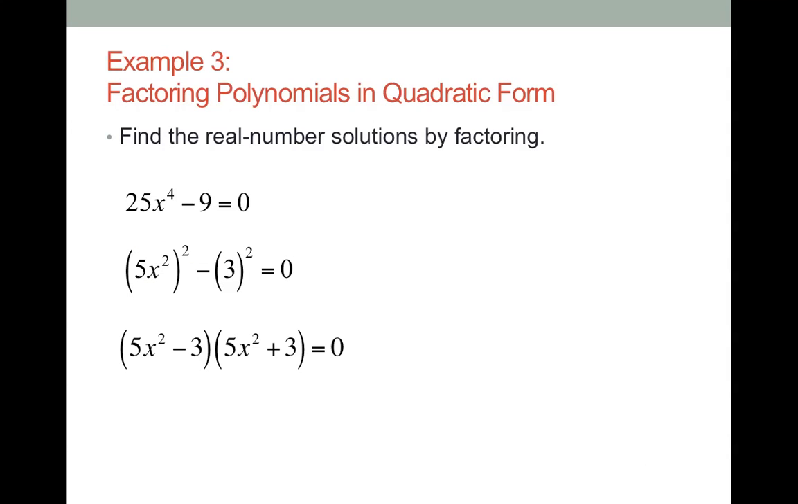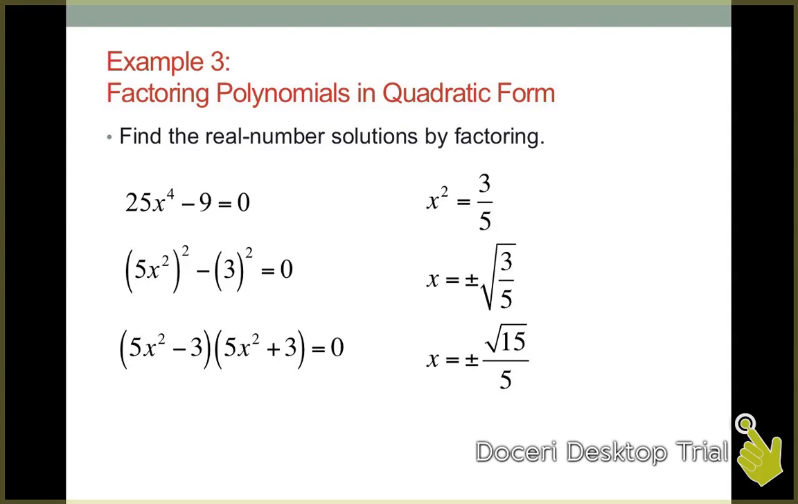Now, when we go to set each factor equal to 0, when I set 5x squared minus 3 equal to 0, I'm going to get x squared equal to 3/5 because I had to add the 3 and then divide by 5. But because that's what x squared is equal to, not just x, I have to work a little bit more in order to get x by itself. So that means I'm going to have to take the square root of my 3/5, and don't forget that that's got to be a plus or minus square root because we are in the process of solving an equation.